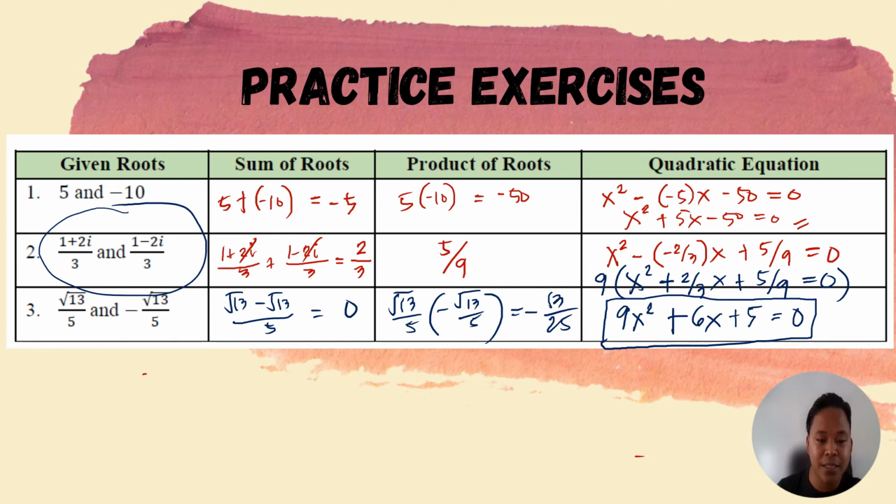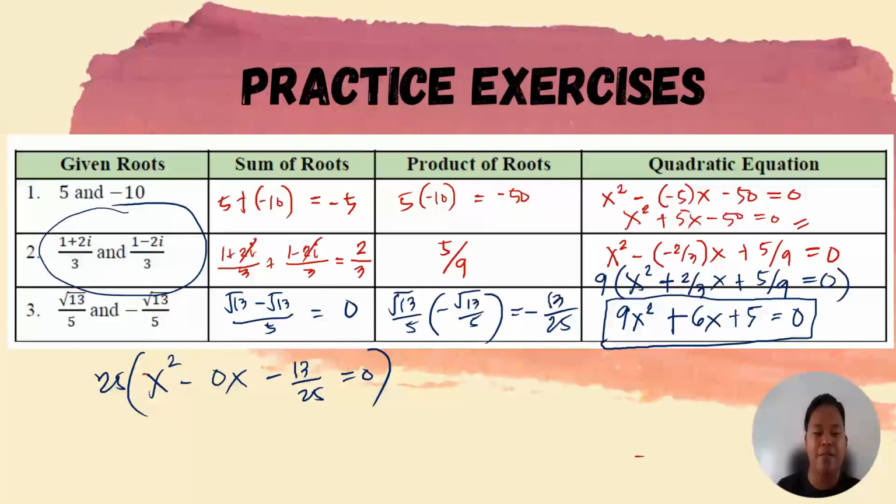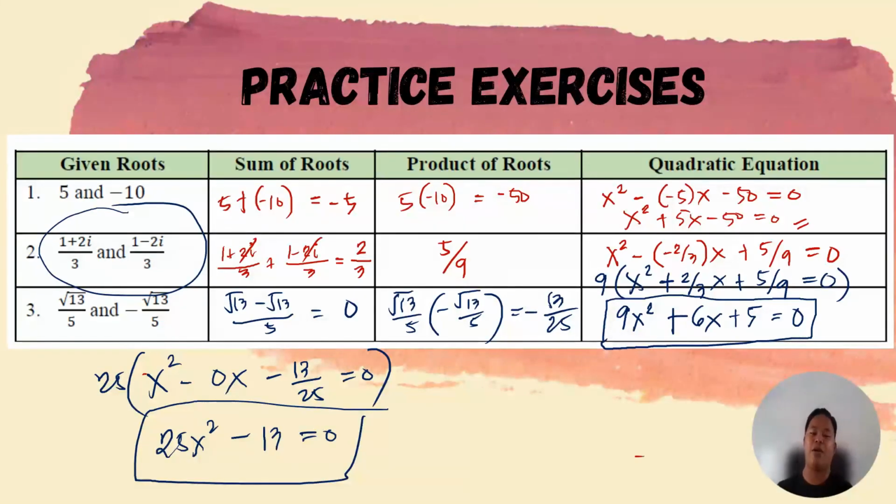Then, substituting to the equation, x squared minus 0x minus 13 over 25 is equal to 0. Then, multiplying by 25 to eliminate the denominator in c, we have 25x squared minus 13 is equal to 0. So, this is our quadratic equation for number 3.